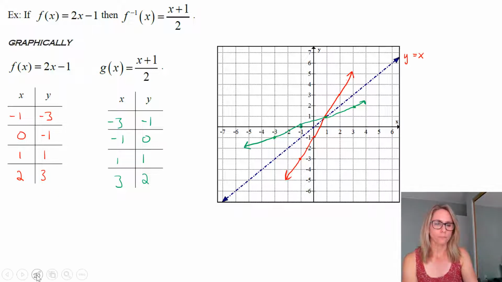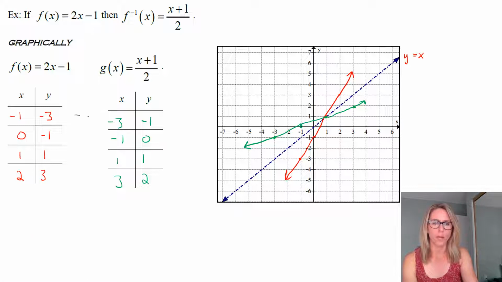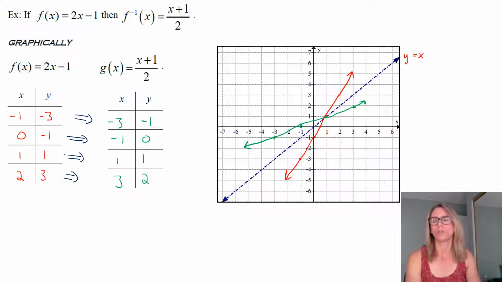You can probably see that now that you see the points that I have chosen here, but notice that the points that I have are just flipped from one of those functions to another. It literally just means if we have -1, -3 on one, we're going to have -3, -1 as the point on the other. And that creates the symmetry over the line y equals x.